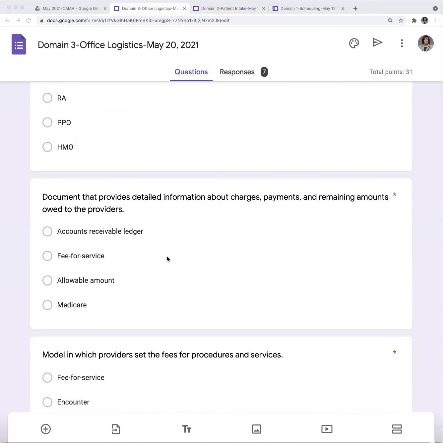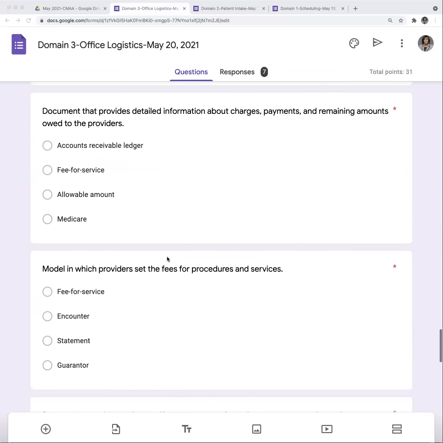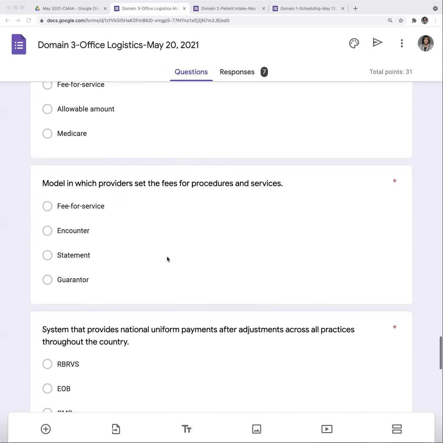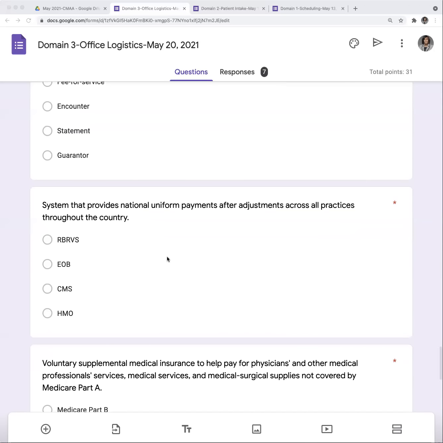Document that provides detailed information about charges and remaining amounts owed to the provider. Accounts receivable ledger. A model in which the provider sets the fees. Fee for service. No longer fee for service. It's more like a discounted fee for service. System that provides national uniform payments after adjustments across all practices throughout the country.